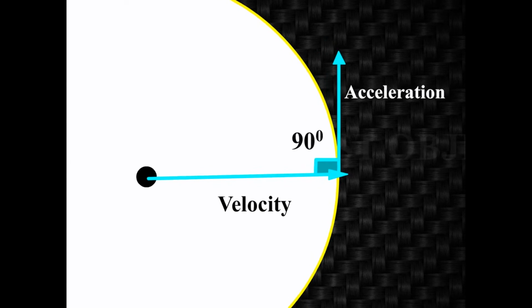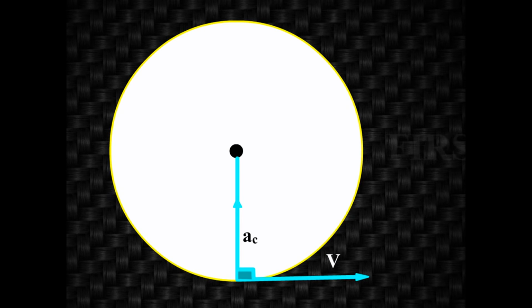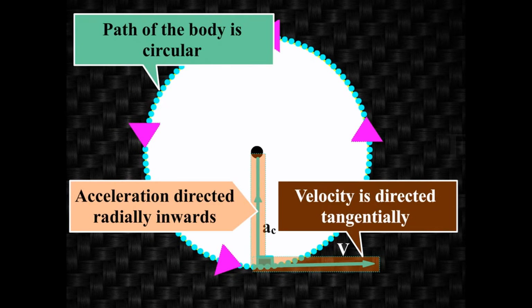But how are the velocity and acceleration directed relative to the path? Since the velocity is tangent to the path, the acceleration of the body is directed along the radius towards the center of the circle. The acceleration, which can change only the direction of velocity of a body, is called centripetal acceleration.